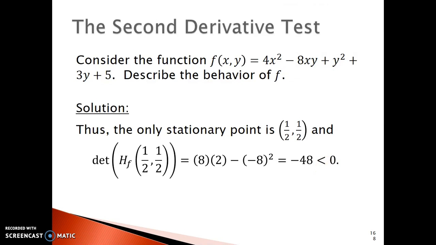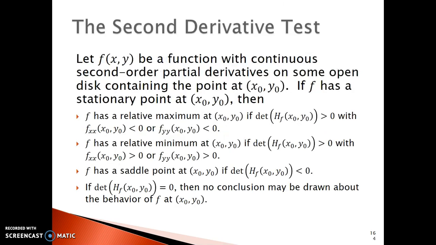If we go back to our list of the second derivative test, let me find that really quickly. Here. There's our second derivative test. We have a case where the discriminant of the Hessian, or the determinant of the Hessian, is less than 0. Therefore, at 1/2, 1/2, f will have a saddle point.